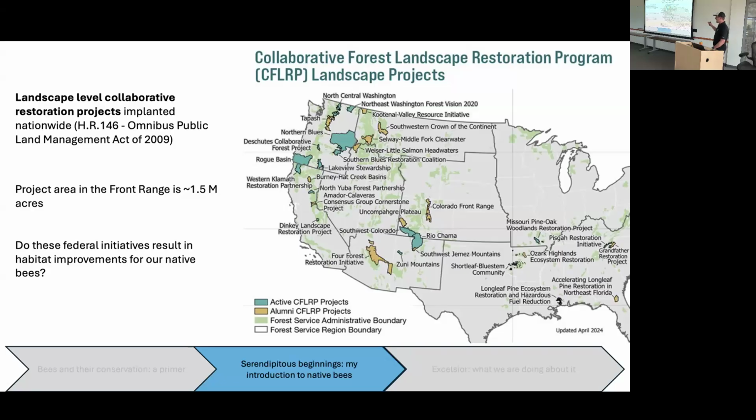And so there's a lot of money coming in, and these federal initiatives are altering the habitat to our specifications. And the key question is, does this legislation result in conditions that are good for native bees or not? Because this could be a really serious problem if we're going out thinning and doing all this work systematically, reducing biodiversity and pollination services across the landscape. So she wanted to study this.